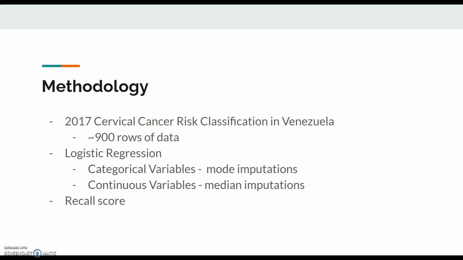Some of the dataset had missing values, and we dealt with the missing values with data imputation of the mode for categorical variables and the median for continuous variables. Finally, we used the recall score, which is to say how many false negatives were avoided. So the higher the recall score, the fewer people who needed a biopsy did not receive one.